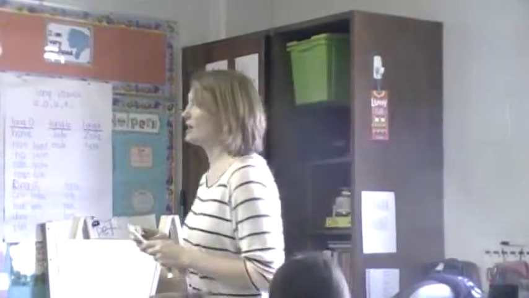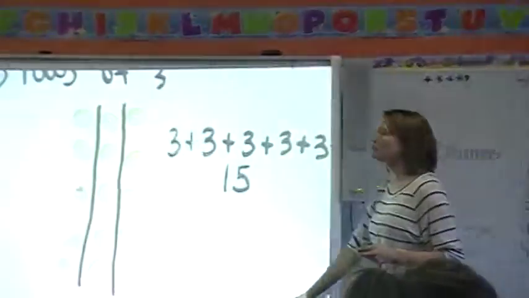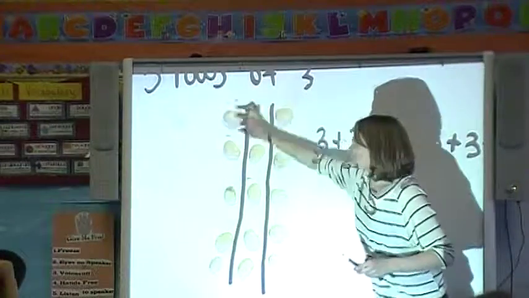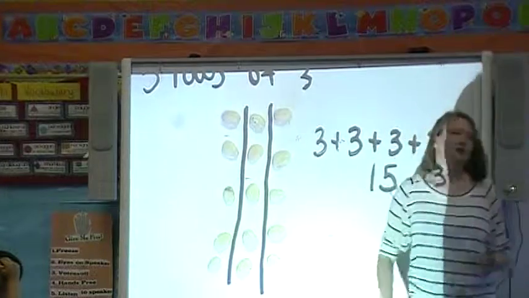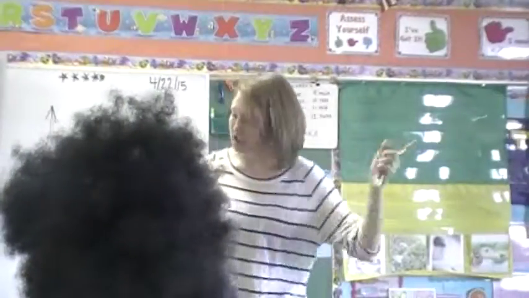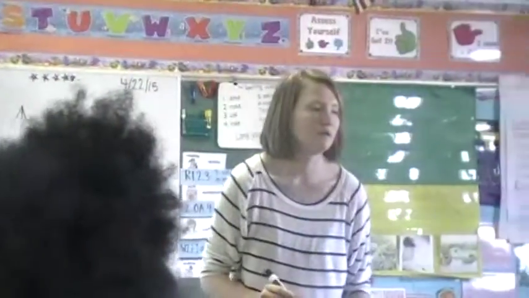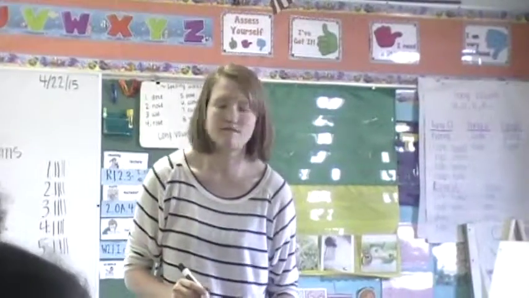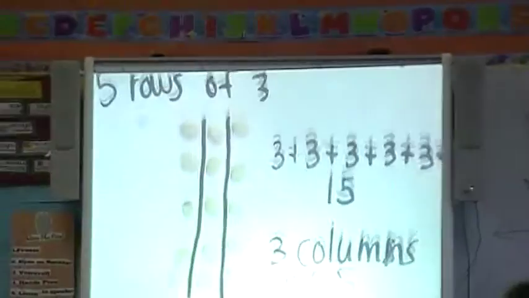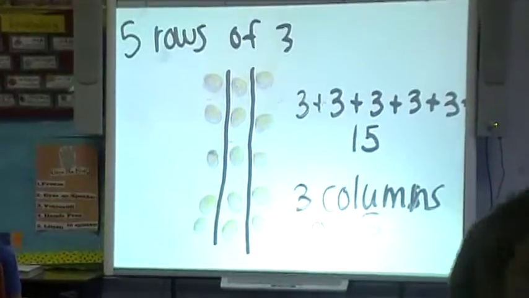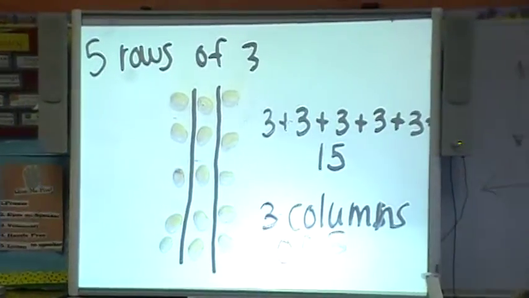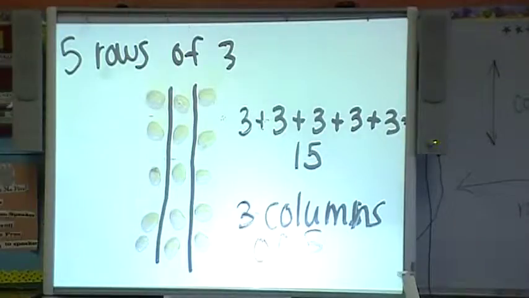I get what you're saying. Okay. Let's all count the columns together. 1, 2, 3. How many columns do I have? 3. I have 3 columns. Of how many are in each column? 5. So 5 rows of 3 is the same as 3 columns of 5. Isn't that cool? I think it's pretty cool. All right. Math.